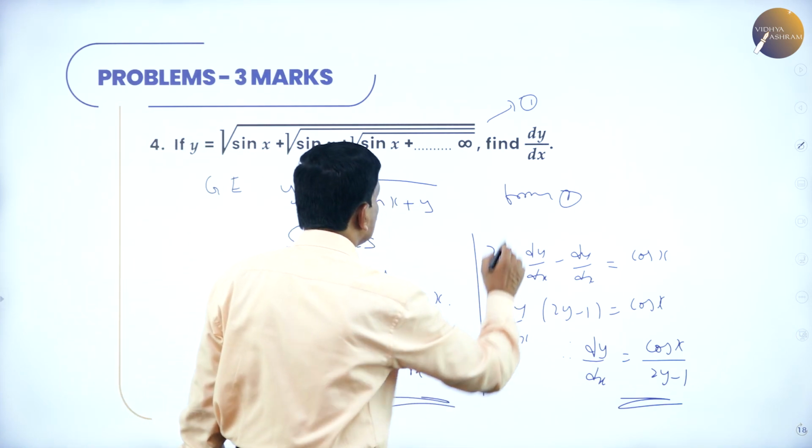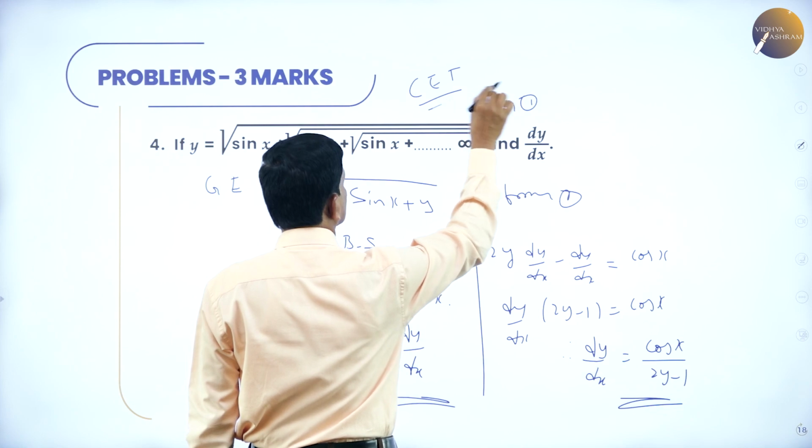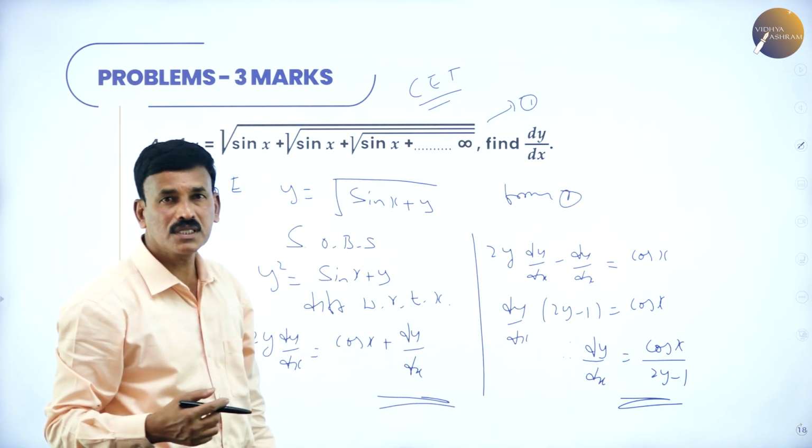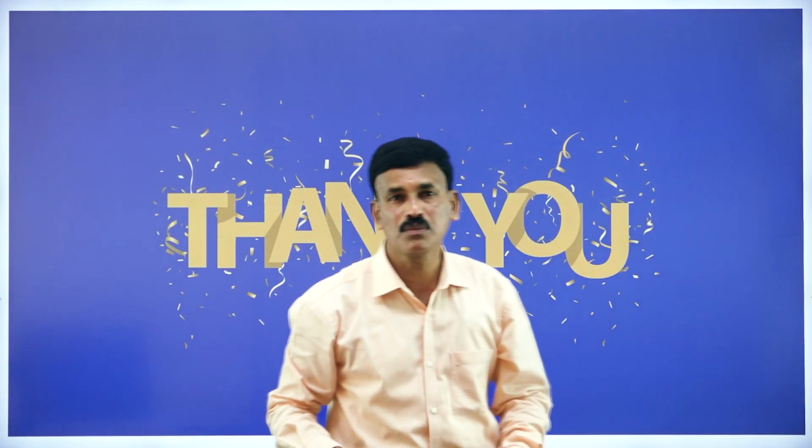So you may expect this type of question even in CET exams also. Very important type, a 3 marks question. So these are a few problems based on parametric as well as implicit functions, for 2 marks and 3 marks.